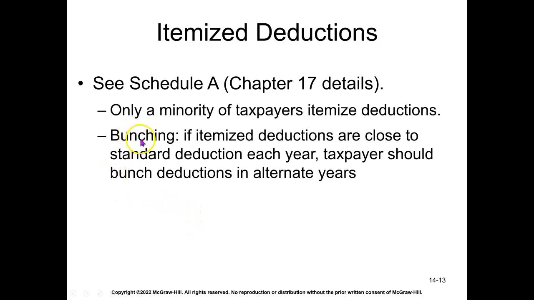There is this idea, we talk about tax planning some, about bunching. So if itemized deductions are close to standard deduction each year, taxpayers should bunch deductions in alternate years. Right? So what does that mean? It means you can, within reason, if you know you're not going to be able to itemize this year and it's December, maybe don't make that large charitable donation until the next year, till January, and then make it, because in that year you're going to be able to itemize because you'll have more.